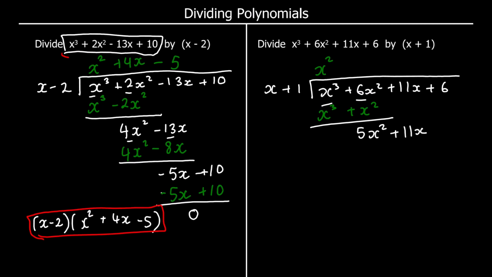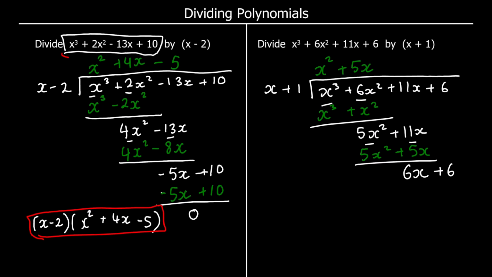Same process all over again. 5x squared over x, 5x. 5x times x is 5x squared. 5x times 1 is 5x. Take away. The 5x squareds go. 11x, take away 5x, that'd be 6x. Bring down the last term.